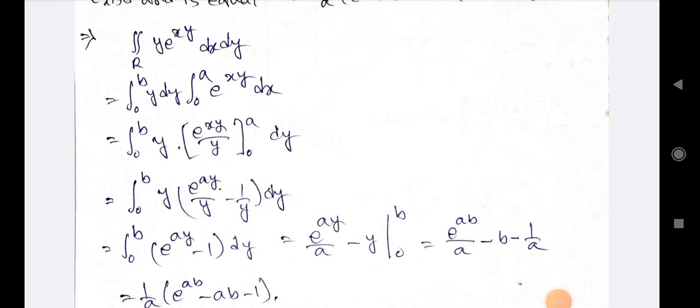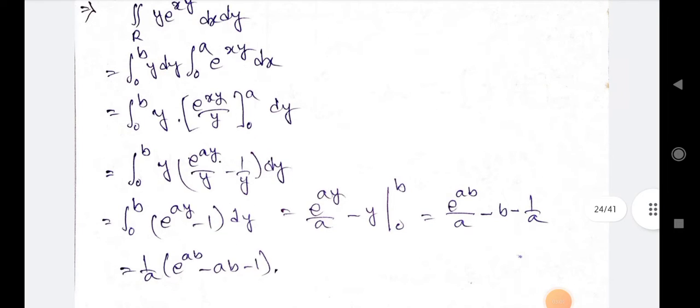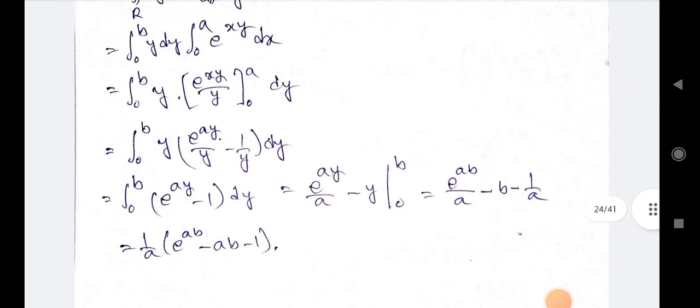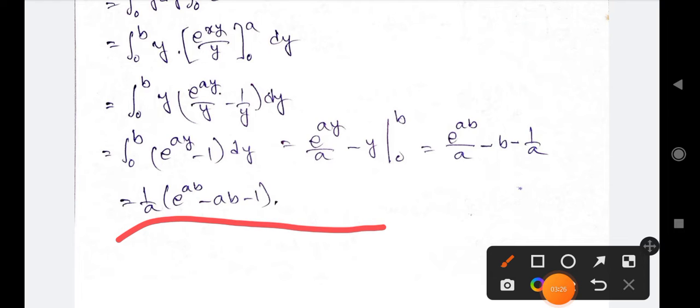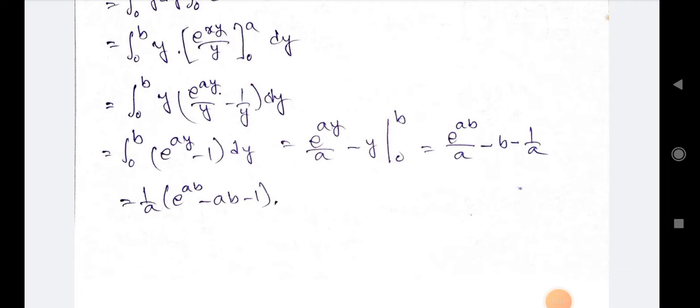Now start the solve. Double integration over R of y e to the power xy dx dy equals integration 0 to b y dy integration 0 to a e to the power xy dx, equals integration 0 to b of y into e to the power xy by y in the limit 0 to a dy. Then solving, we get our required answer 1 by a into e to the power ab minus 1.